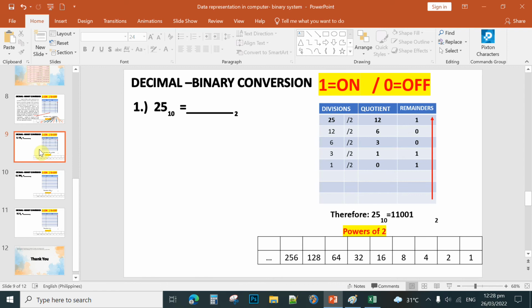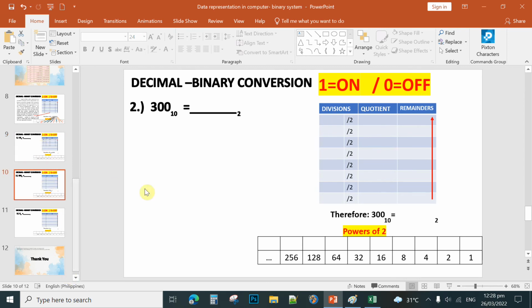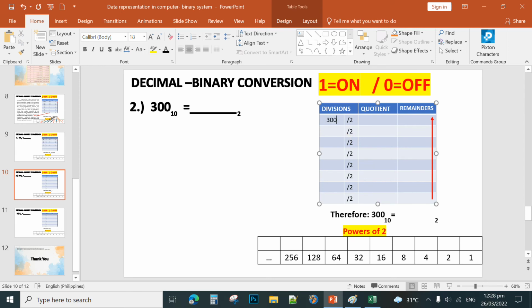Okay, so next, another example. Here, 300. 300 divided by 2 is 150. If you divide by 2, you simply think of a number which is half of 300. So half of 300 is 150, so there is no remainder. So 150 divided by 2, that's 75. 75 times 2 is 150, so there is no remainder.